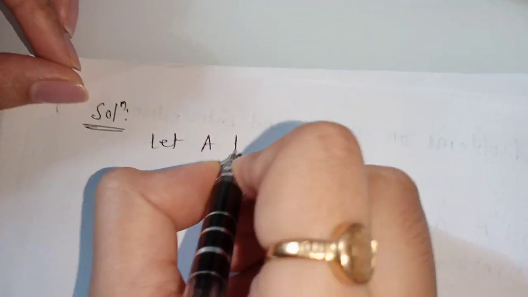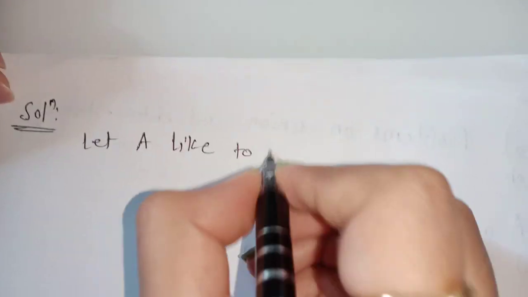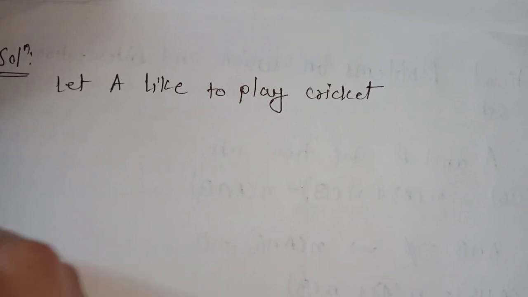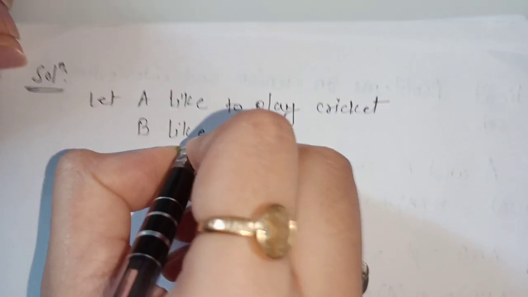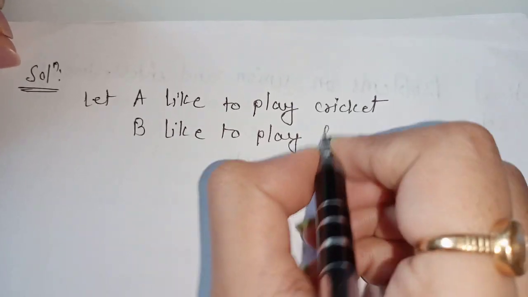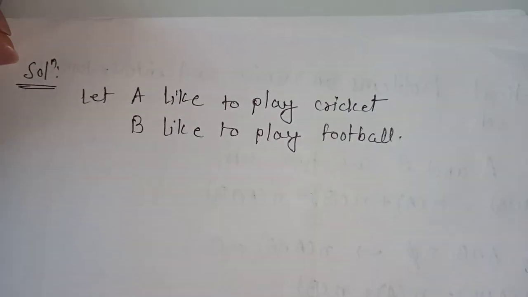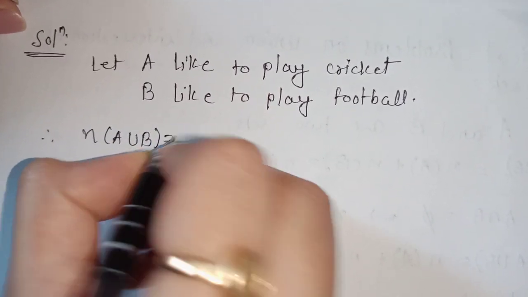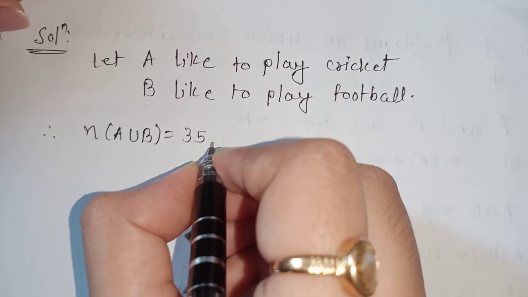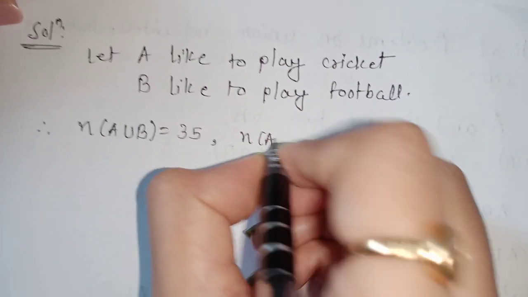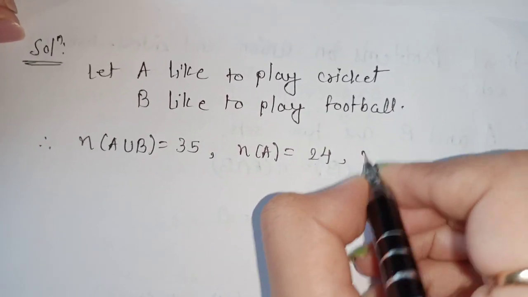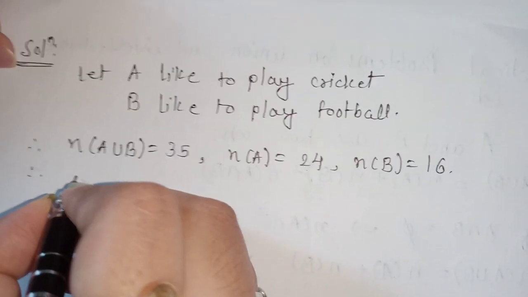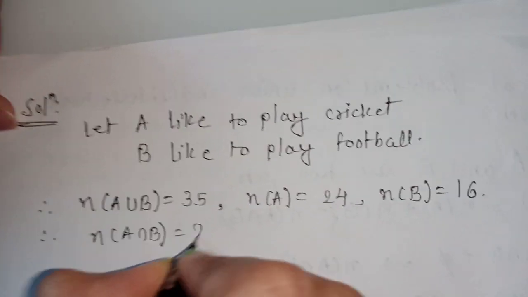Let set A be the students who like to play cricket, and set B the students who like to play football. How many things are given? Number of A union B is equal to 35, because in a class of 35 students it was given like that. The number of A is equal to 24, number of B is equal to 16. Therefore, what is number of A intersection B?